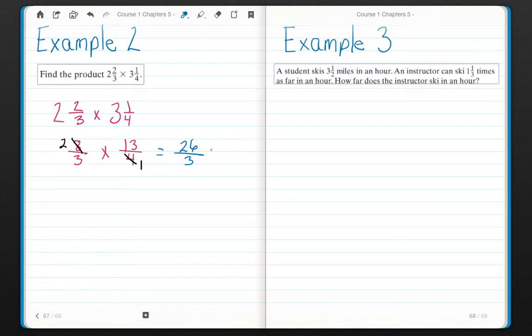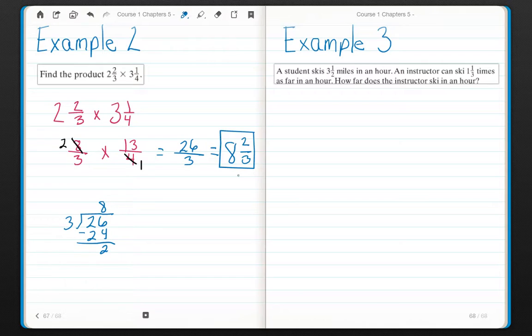I'm going to change that into a mixed number. 26 divided by 3. 3 goes into 26 8 times. 8 times 3 is 24. I have 2 left over. So my answer is 8 2/3. Make sure you always simplify. Even when your answer is an improper fraction, it always has to go back into a mixed or whole number. Okay? All right, example 3.